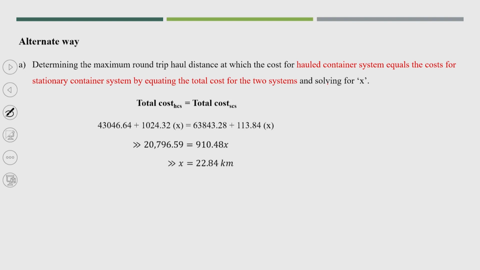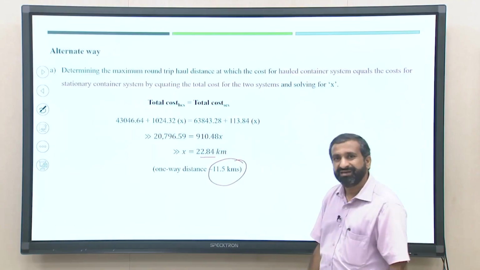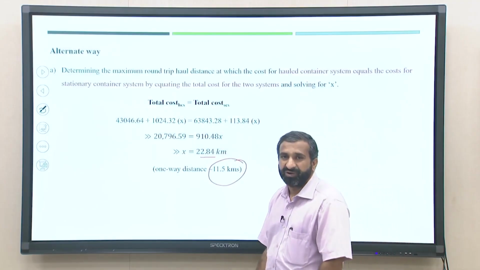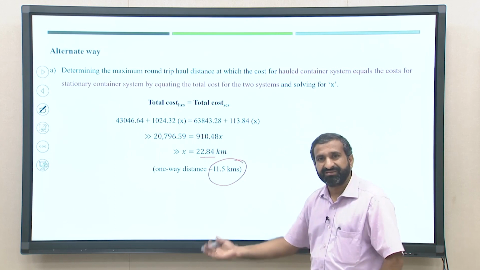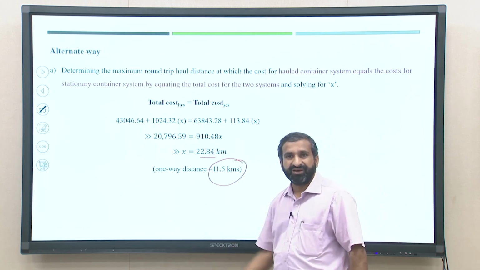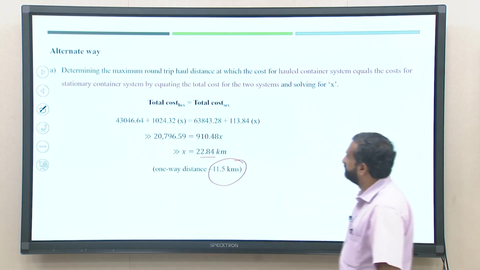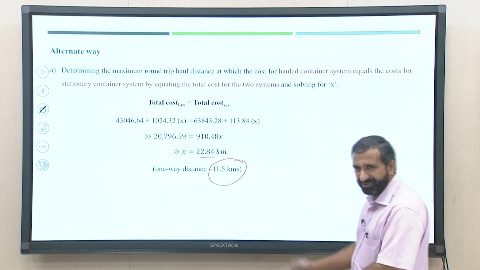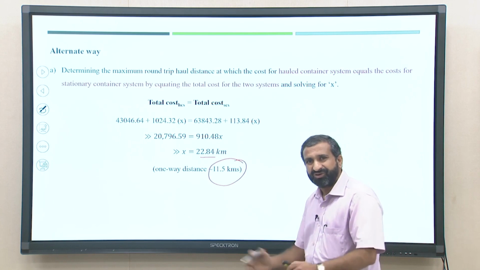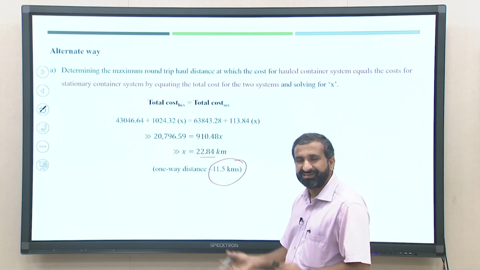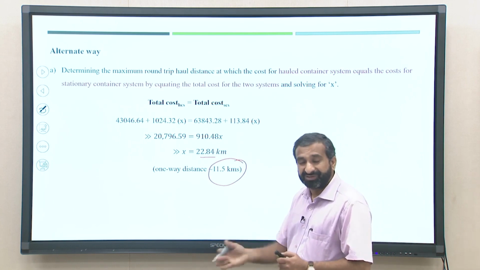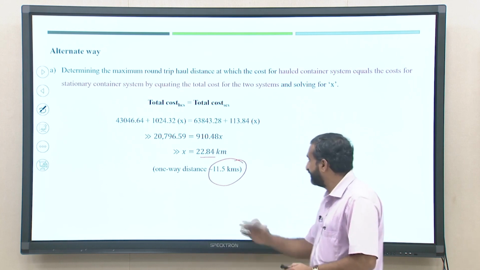Here also the same value is coming, 22.84 for x, and that one way distance, 11.5 kilometer, is the answer of the problem, where the private collector can plan or can have the recycling facility or MRF facility. So, need not fear that the cost of Hall container system or stationary container system will be high.